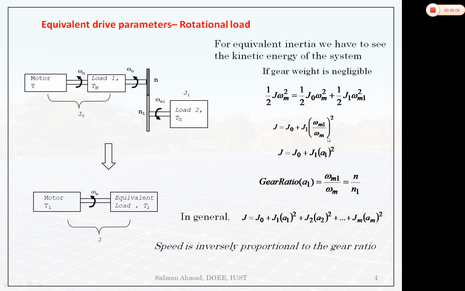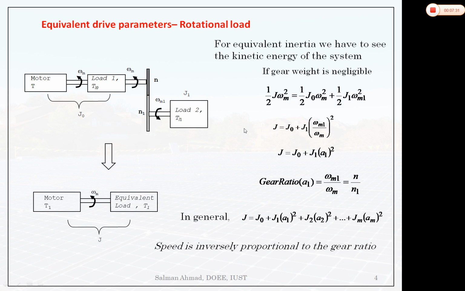This ratio is called the gear ratio. The speed of the load and the speed of the motor, the ratio of that is called the gear ratio. That is a1 square. Gear ratio is also defined from the number of teeth. If this side has number of teeth n and this side n1, then n upon n1 will be the gear ratio. Speed is inversely proportional to the number of teeth.